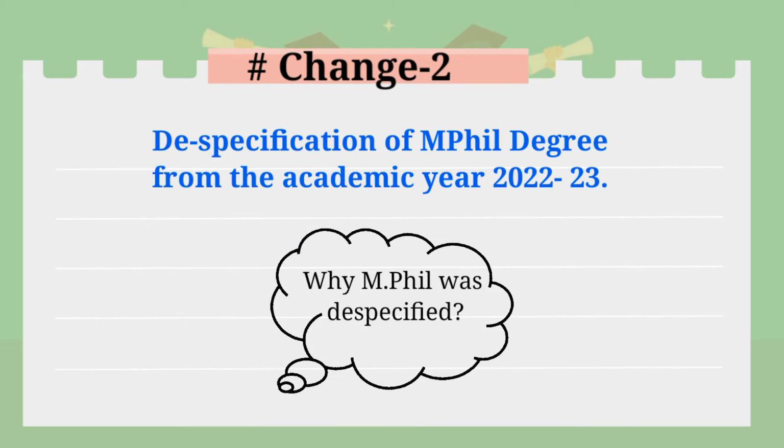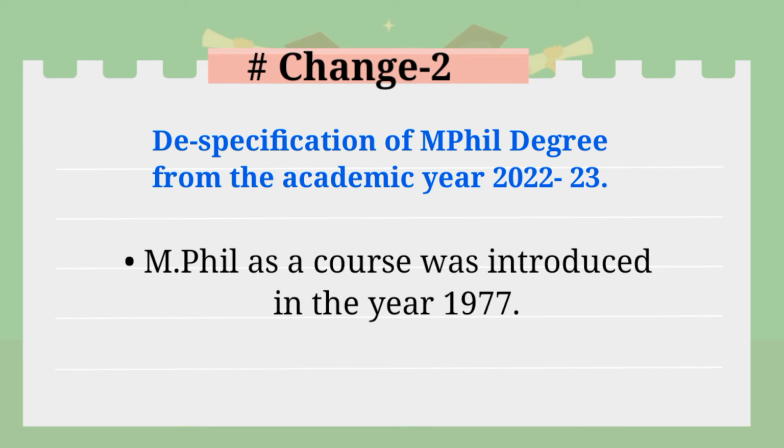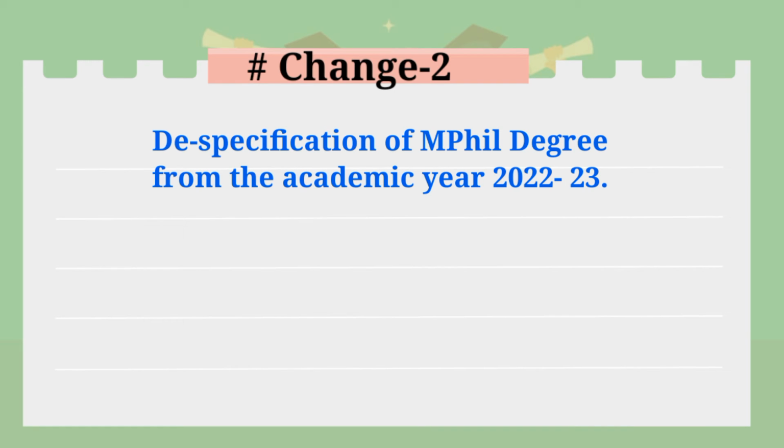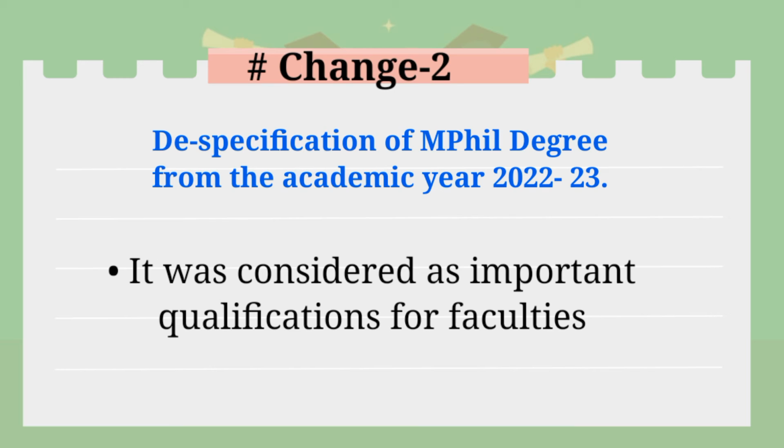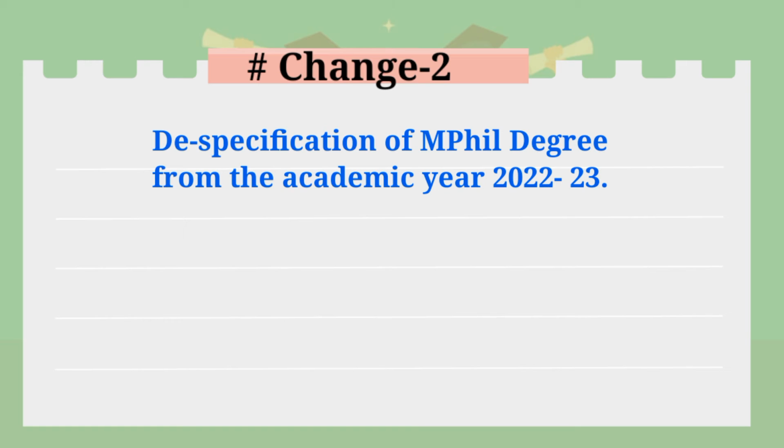Now, the probable reason why MPhil was de-specified could be that MPhil as a course was introduced in the year 1977. Then it was considered an important qualification for faculties and for quite some time it continued to be so. However, in the past few years, the eligibility criteria for faculties has changed a lot.